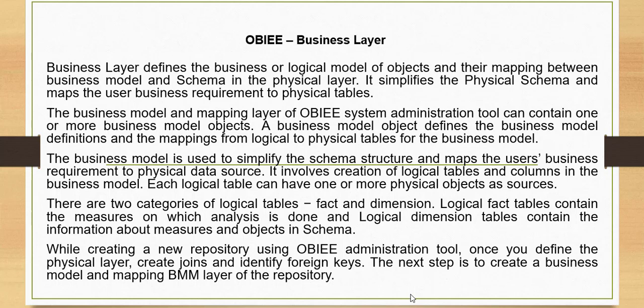model. Guys, the business model is used to simplify the schema structure and map the user business requirement to the physical data source. It involves creation of logical tables and columns in the business model. Each logical table can have one or more physical objects as a source. There are two categories of logical table: fact and dimensions. Logical fact tables contain the measures on which analysis is done, and the logical dimension tables contain the information about measures and objects in a schema.